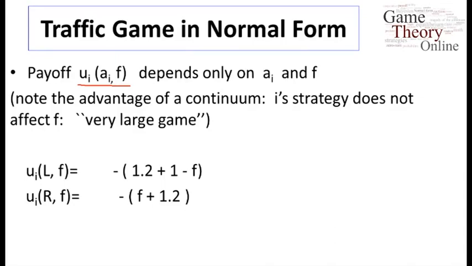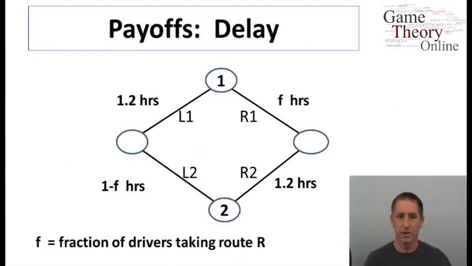So what's the payoff? The payoff is simply the sum of the delays, or minus the sum of the delays. So in the case of going left, it is a fixed delay of 1.2 and then a variable delay 1 minus f. And similarly for the action of going right. Now that we have it set up, we can reason about it.